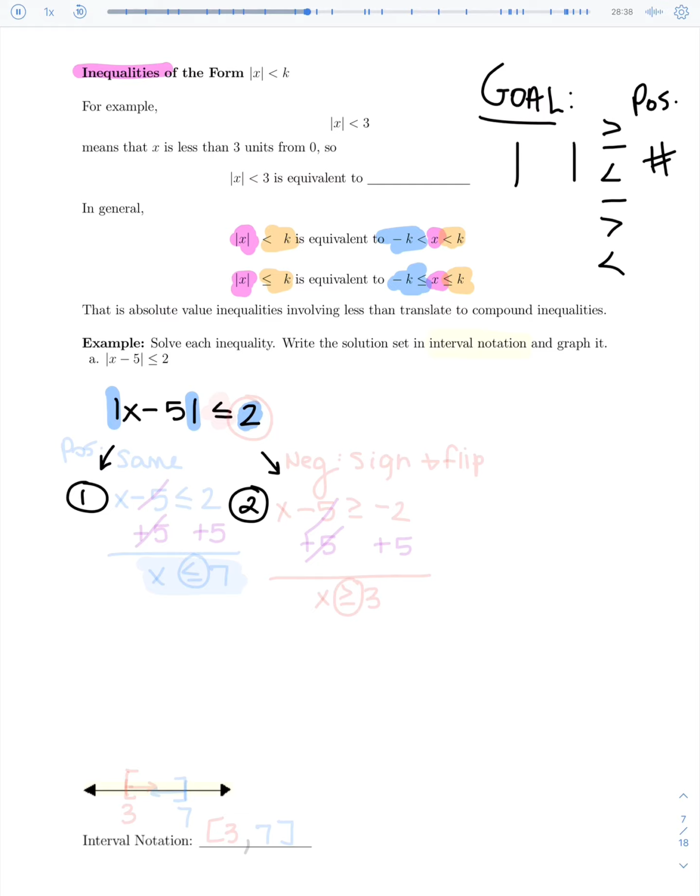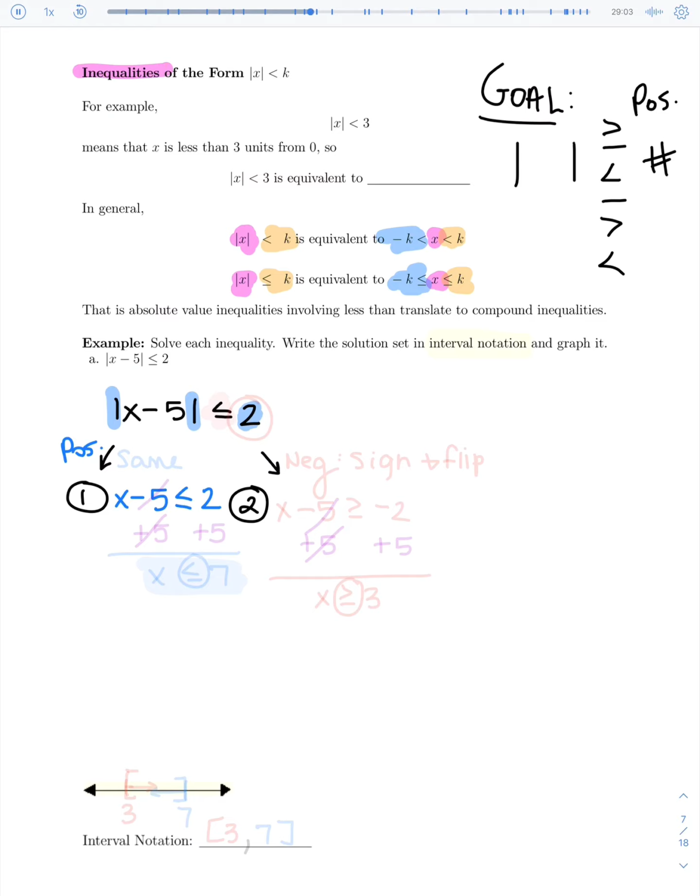Our positive version, just like before, whatever is inside of the absolute value, the x minus 5, will stay the same, and we'll leave our 2 as a positive 2. And in the positive version, our inequality will stay the same. So it looks almost identical. It's just we're dropping the absolute value signs.